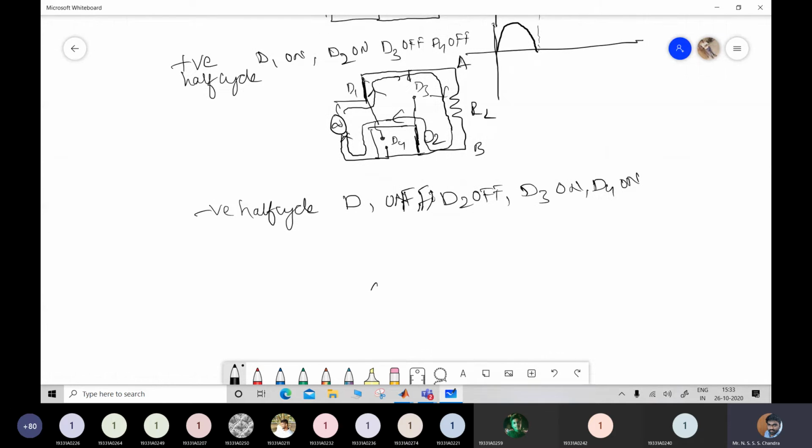Now the circuit diagram will turn out to be different. In the earlier circuit, this was the positive terminal and this was the negative terminal. Now it will be reversed. So this is the positive terminal for the negative half cycle, and then if you come here, your D1 will be open, D1 is off, D3 is closed.